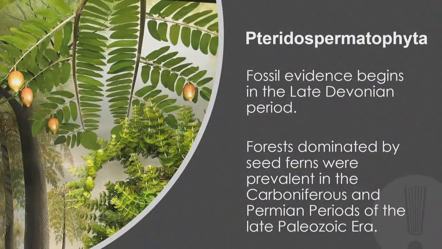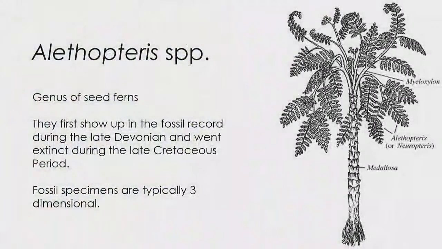For the Pteridospermatophyta, fossil evidence begins in the late Devonian period. Remember the Devonian explosions, when we start to see this rapid development and explosion of different types of plants. This is laying the groundwork for other modern plants to evolve. Forests dominated by seed ferns were prevalent in the Carboniferous and Permian period, which follows the Carboniferous of that late Paleozoic era. So one of those genera of seed ferns is the Alethopteris.